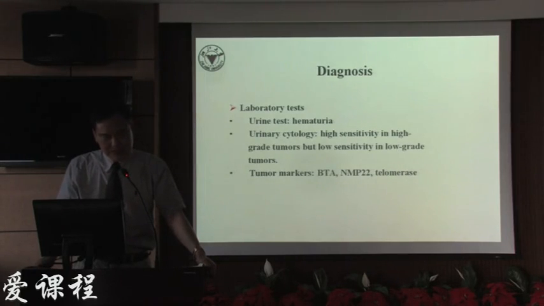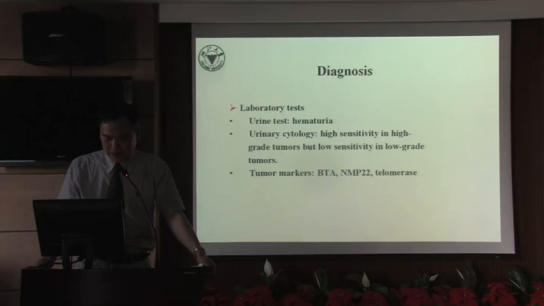And the laboratory tests for bladder cancer. Urine test: in urine analysis we can find hematuria. And the urinary cytology is also very important. It has high sensitivity in high-grade tumors, but low sensitivity in low-grade tumors. And for bladder cancer, we can also use tumor markers, but they are not so specific. For example, BTA, NMP22, and telomerase.